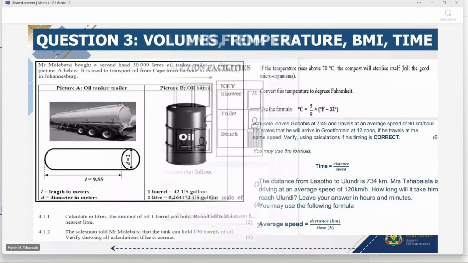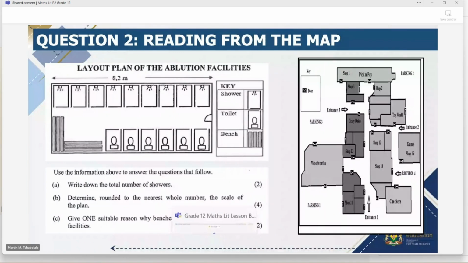Give one suitable reason why benches are found in these ablution facilities. You can see on the far left, those are the benches. Why? People after showering can sit there, or they can wait there if the toilets are closed or full. So they can wait there. It's a waiting place.